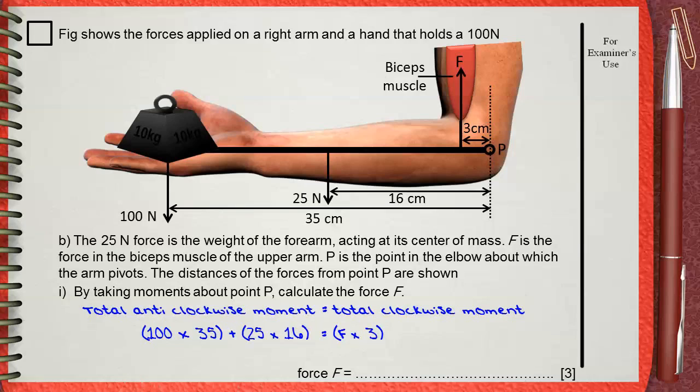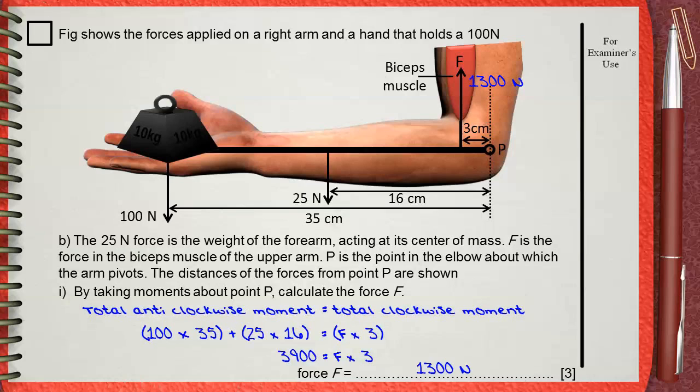Actually, this must equal F times 3 centimeters. F is the force of the biceps, 3 is the distance to the pivot. By calculating this, you will find that the force F in the biceps equals 1,300 newtons.